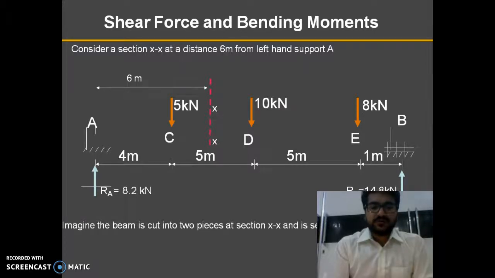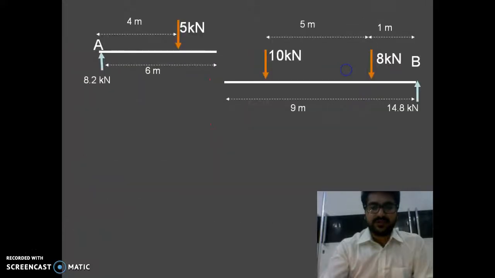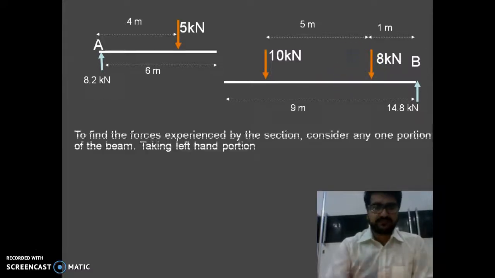Imagine the beam is cut into two half pieces at cross section XX and it is separated. So the next figure will be showing the two separate pieces of the beam separated at 6 meter from the A end or 9 meter from the B end. So in order to determine the impact of the forces and the reaction, let me apply static equilibrium equations.